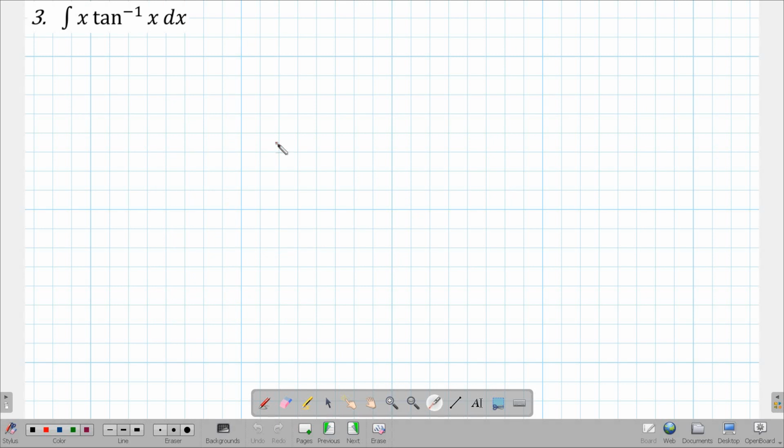So let's have another example. We now have the integral of x times the inverse tangent of x. Pause the video and try to see if you'll be able to figure out what is the integral of this one. Assuming you have done so, the first thing to do is again our formula, the integral of u dv will be equal to uv minus integral of v du. So we have to select our u and our dv, and then later on our du and our v.